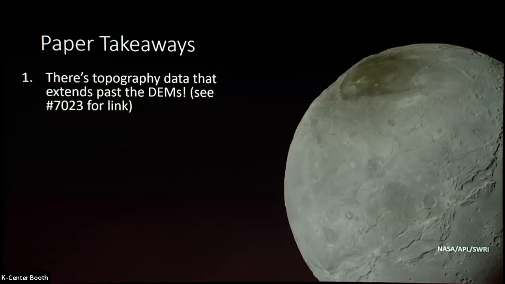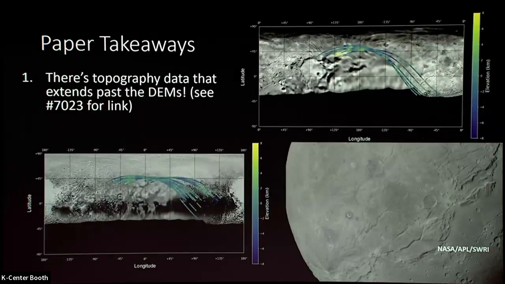And for those of you who might not know quite what we mean by limb profile or limb, I really like this picture of Charon because it shows how there's a bunch of topographic information right there on the body edge between the body and space. And so what is in the data set is actually all of the LORRI approach images.